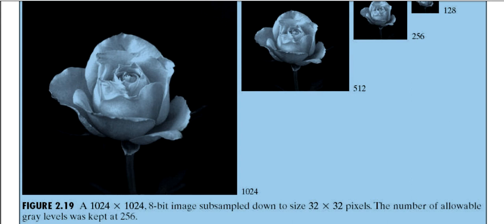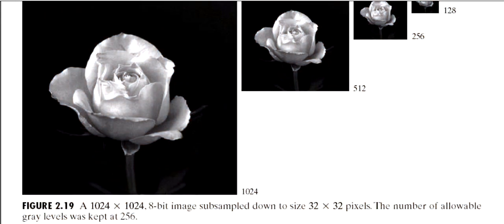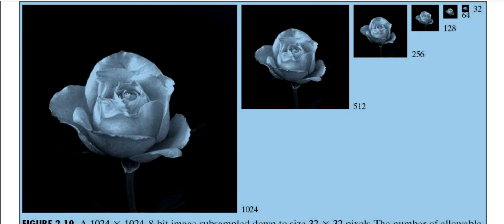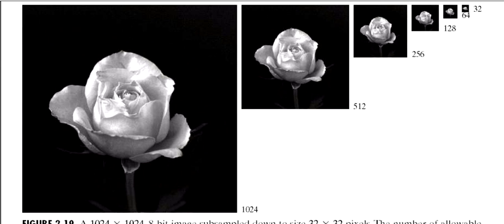So for example, you will see that 1024 cross 1024. This one is the 1024 cross 1024, and this is subsampled down into 32 cross 32 pixels. It means from 1024 we come to 32 cross 32. Okay, so this is known as subsampling.